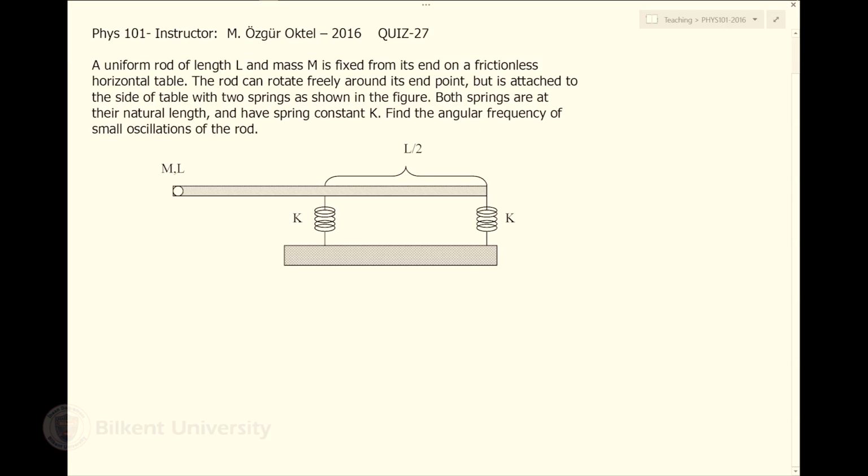Geometry here is, I'm looking from the top onto a frictionless table. There is a rod, uniform rod of length L and mass m that's fixed from one point. So this is the pivot. And it's attached to a wall, if you want, a stable part, by two springs, as shown. Both springs have spring constant k. What does the question ask? Find the angular frequency of small oscillations.